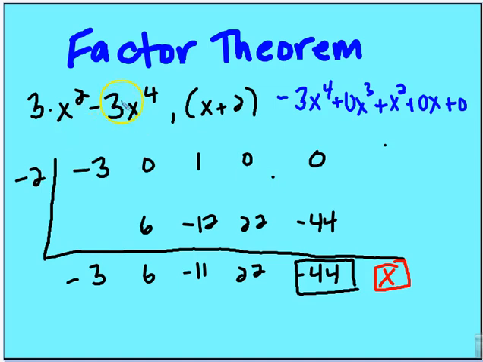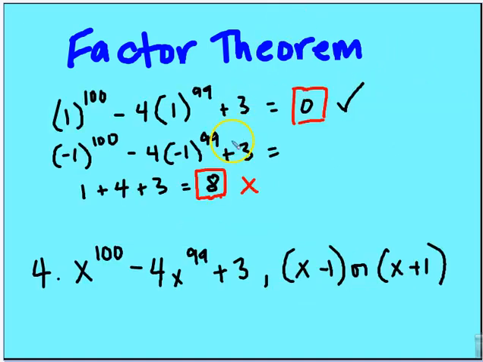So again, be careful here. We start with the leading term, the highest degree exponent. We have a placeholder of 0, 0 where there is no x cubed or x value. So make sure to include these. It's a common error that I see in most homework and tests. The ending result is negative 44. And again, unless it's 0, we do not have a factor for x plus 2. Okay, number 4, we're going to use synthetic substitution in this case.